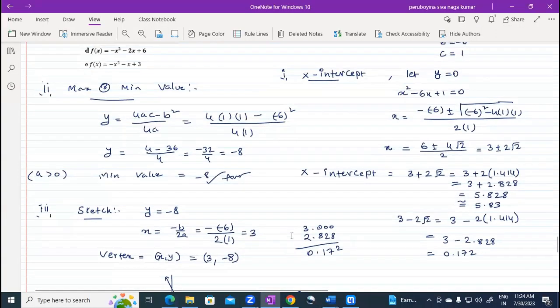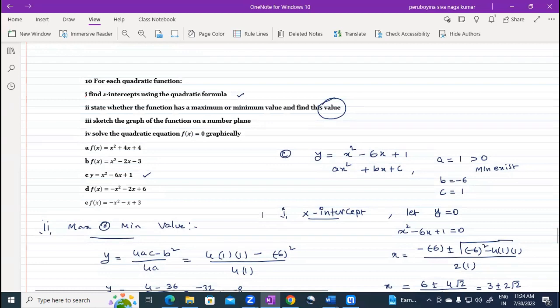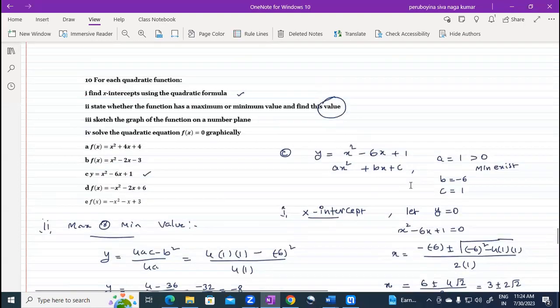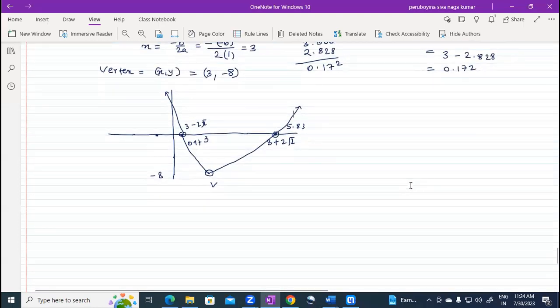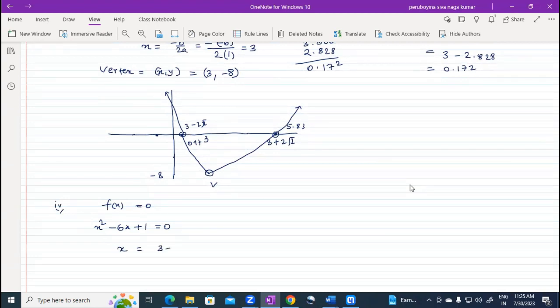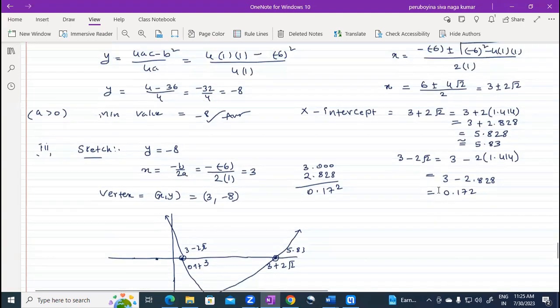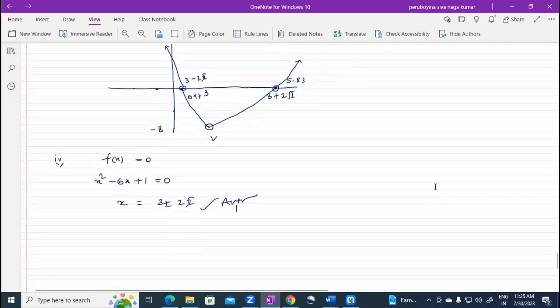Next. What is the next question? Fourth one. Solve the quadratic equation. Okay, we already solved it here. F of x equal 0 means y equal to 0. X square minus 6x plus 1 equal to 0. We did that. You can copy and paste here the same solution. 3 plus or minus 2 root 2. That's the answer. Understood?